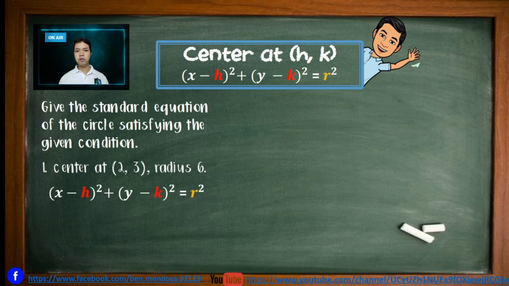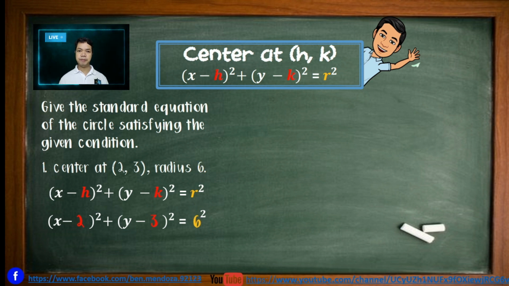We all know that the equation to use is (x − h)² + (y − k)² = r². Since the center is at (2, 3), that will represent your (h, k). The x-coordinate is your variable h, while the y-coordinate is your variable k. And of course, r refers to the radius. By substitution, we sub the value of h, that is 2, the value of k, that is 3, and the length of the radius, that is 6 units, in our main formula.